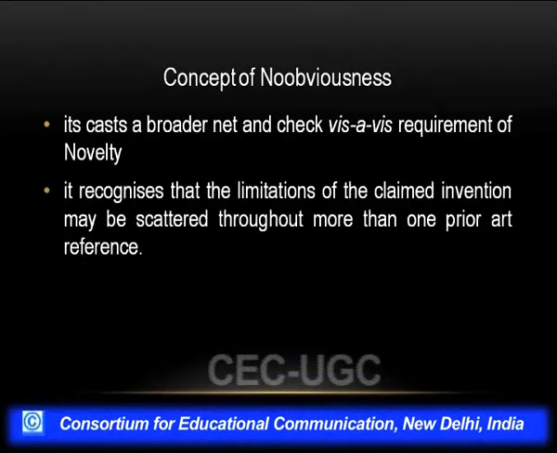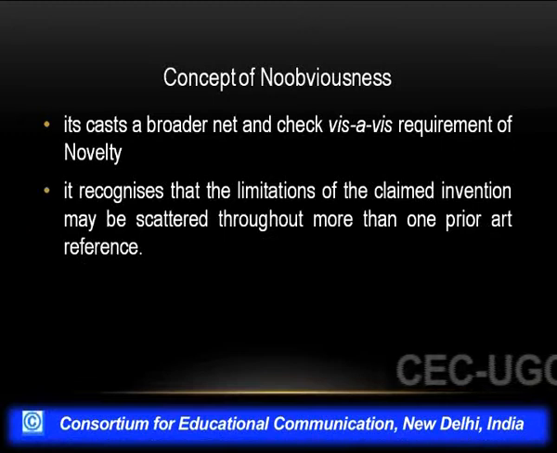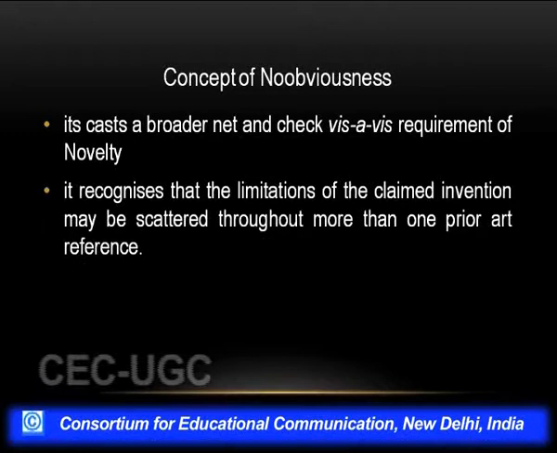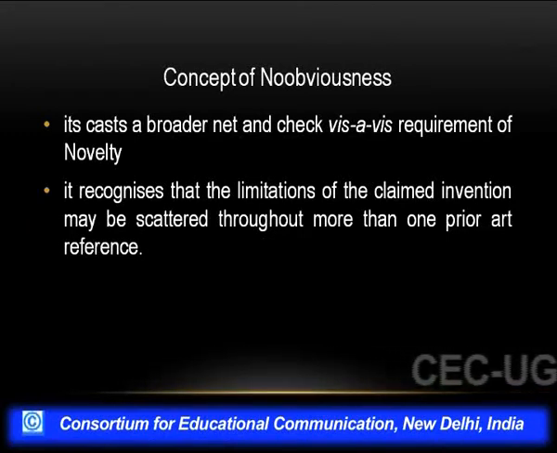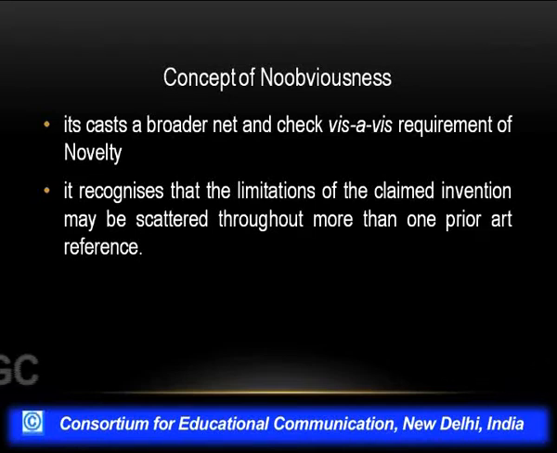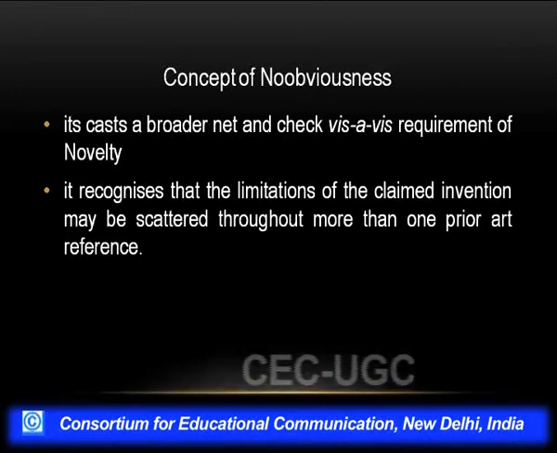That I will make you understand later on when I take up the matter in a full-fledged manner, but as I am discussing the conceptual basis or concepts relating to non-obviousness first, I will elaborate them later in our today's discourse itself. The next thing is that it recognizes that the limitations of the claimed invention may be scattered throughout more than one prior art reference. So friends, this second point shown in this slide is a corollary of the first point. What does it say?